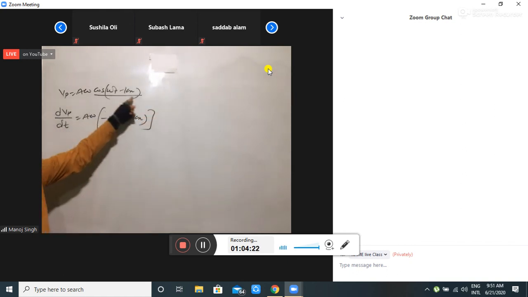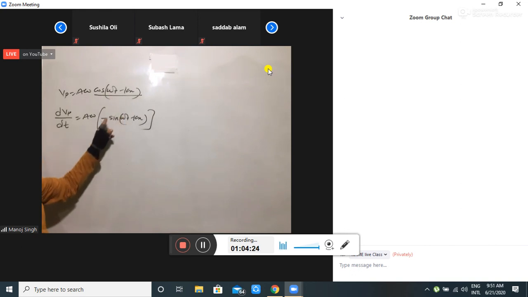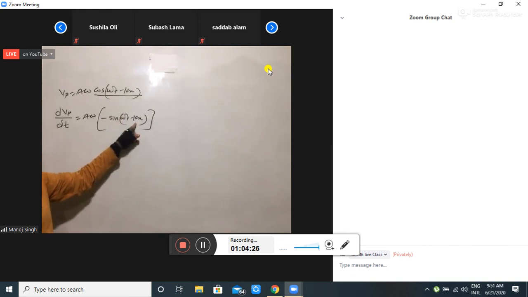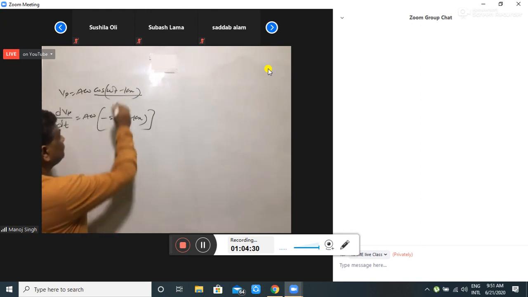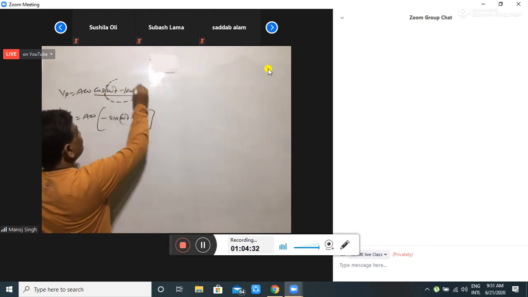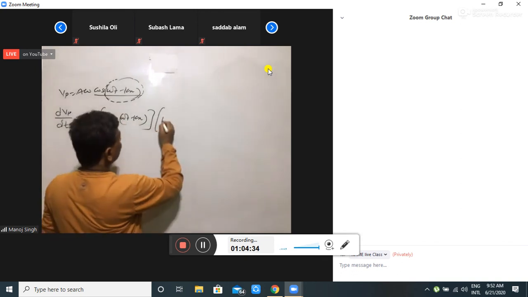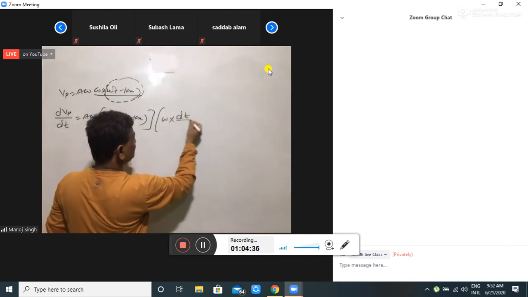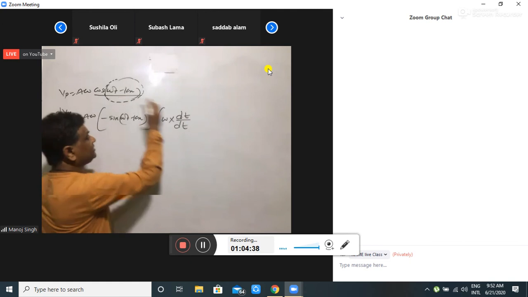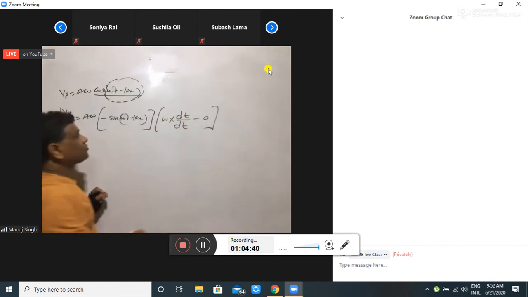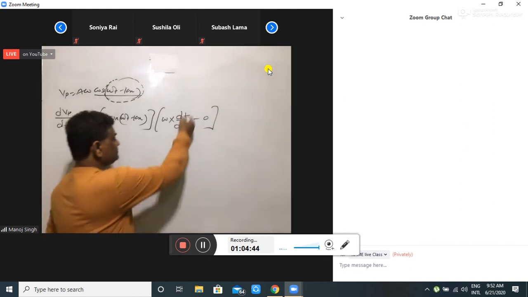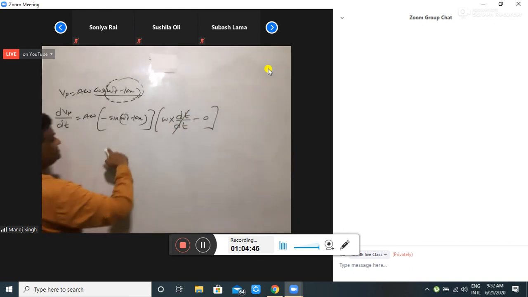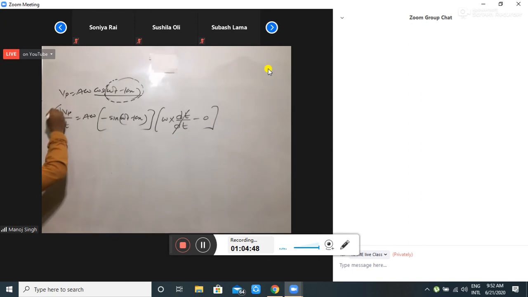Cos of omega t minus kx, differentiation is minus sine of omega t minus kx. But this differentiation is not completed here. What is remaining is the differentiation of omega t minus kx. Omega as it is, t with respect to t is dt by dt, minus differentiation of a constant term kx, which is equal to 0. Now this is cancelled here. Here it is minus.